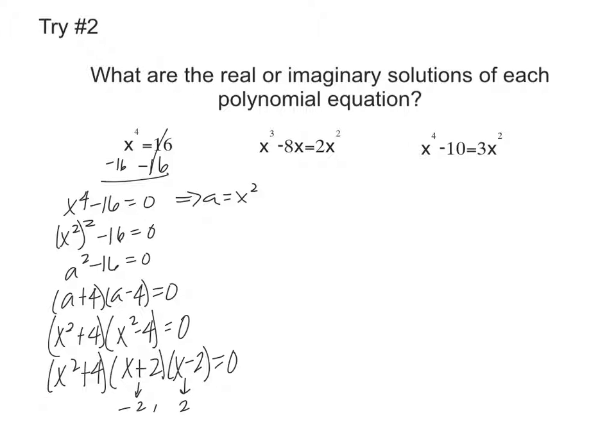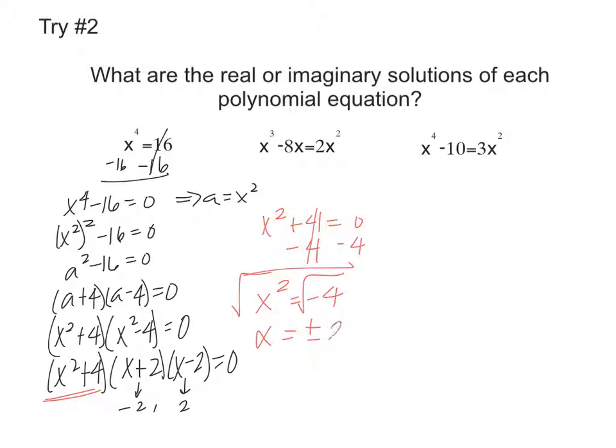But we need to go ahead and do quadratic formula. Actually, we don't have to do quadratic formula on that one. We can actually write it like this and then subtract 4. So x squared would equal negative 4. Take the square root. So x equals plus or minus 2i. So the solutions here are going to be plus or minus 2i and then plus or minus 2 from here. And we are done with the first problem.